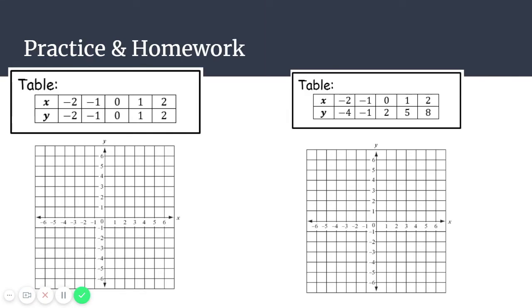Next, we will have your practice and homework problems. We ask that you take a moment to plot the points that are given on the table and actually connect the points to draw a line. So take a moment to work out these practice problems in your notebook. We will go over them, or what they should look like, at the top of tomorrow's session.